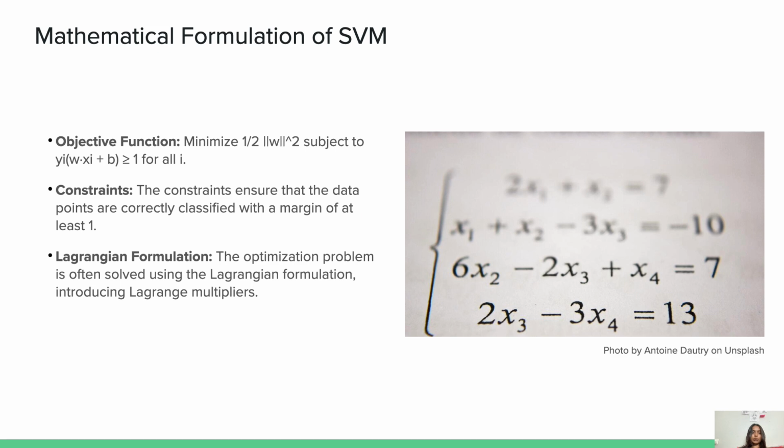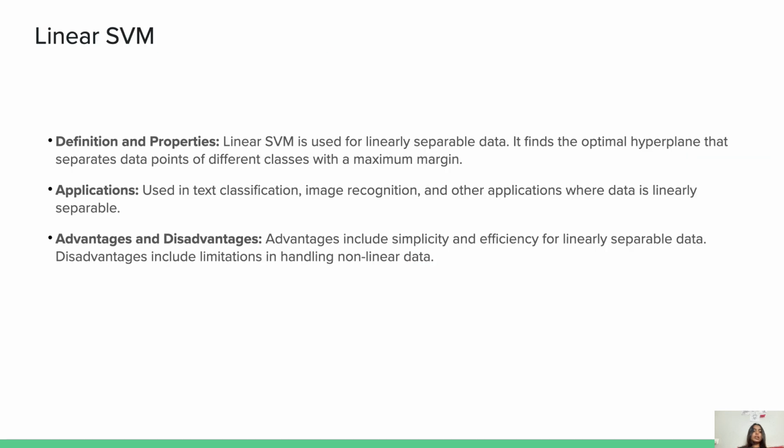Mathematical formulation of SVM. Objective function. Minimize half subject to the formula given for all i. Constraints. The constraints ensure that the data points are correctly classified with a margin of at least 1. The optimization problem. Lagrangian formulation. The optimization problem is often solved using the Lagrangian formulation, introducing Lagrangian multipliers.